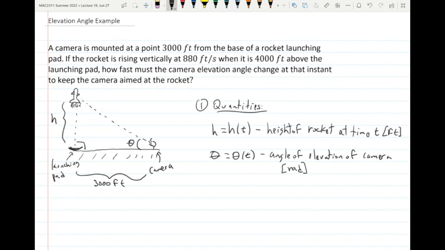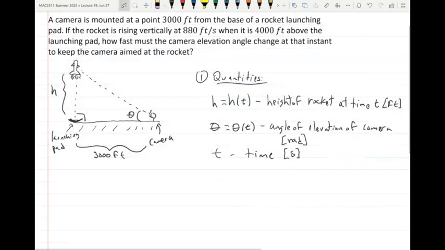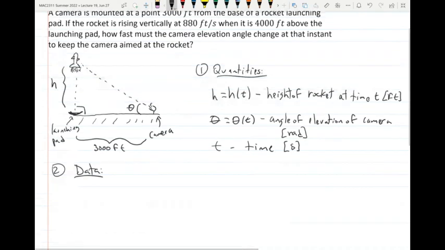Okay, and then we have t, which represents time. And it's clear that all of this depends on time. And what's the unit for time in this problem? Seconds. Good. Okay, so we have our quantities. What's the next thing that we need to figure out? Data. All right, so what's the data? It's kind of summarized already in the picture. So what's the data?